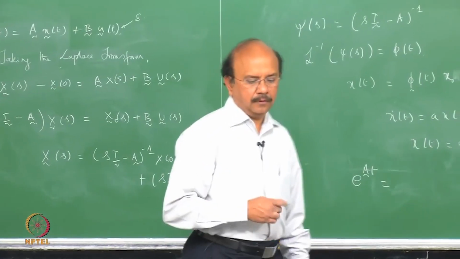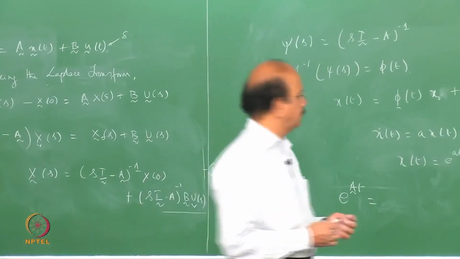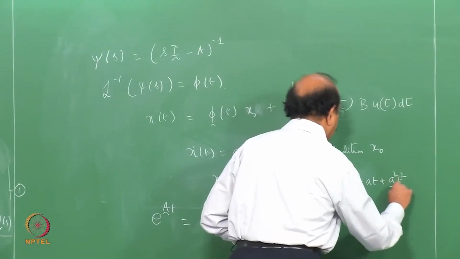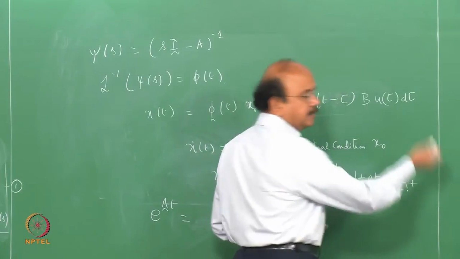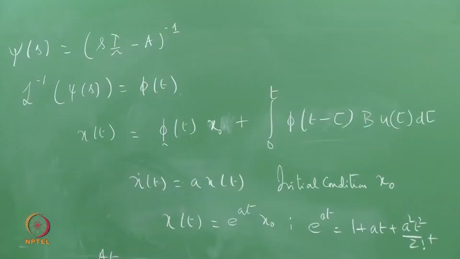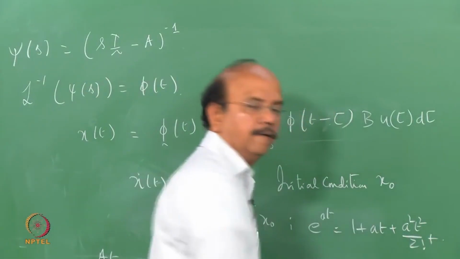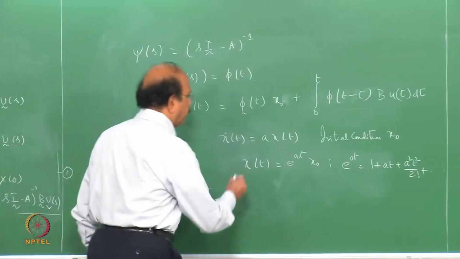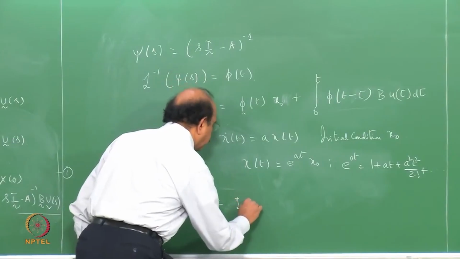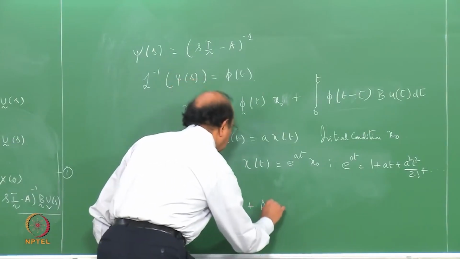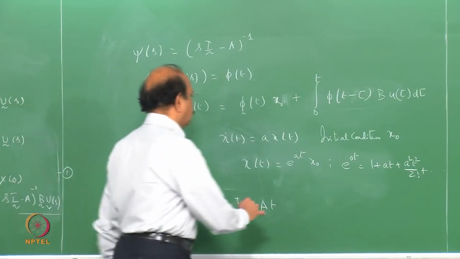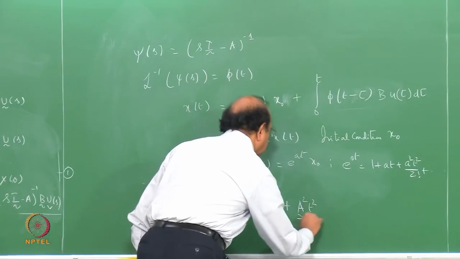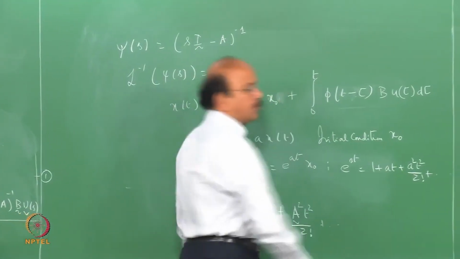1 plus a t plus a squared t squared by 2 factorial plus a cube t cube by 3 factorial, and so on. Let me define e power a t to be like that. That is now the identity matrix plus a t plus a squared t squared by 2 factorial, and so on.